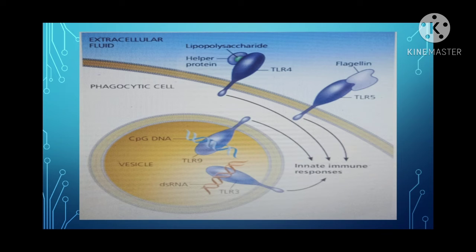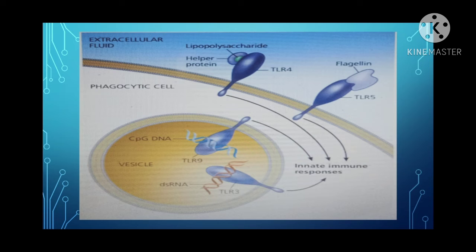In this figure we can see the extracellular fluid, that is outside the cell. First there is TLR4, where the molecule lipopolysaccharide is present. That's why they are able to initiate the innate immune response. Second is TLR5, which detects the flagellin protein, the main component of the flagella, and flagella is basically present in the bacteria for the movement of the bacteria.